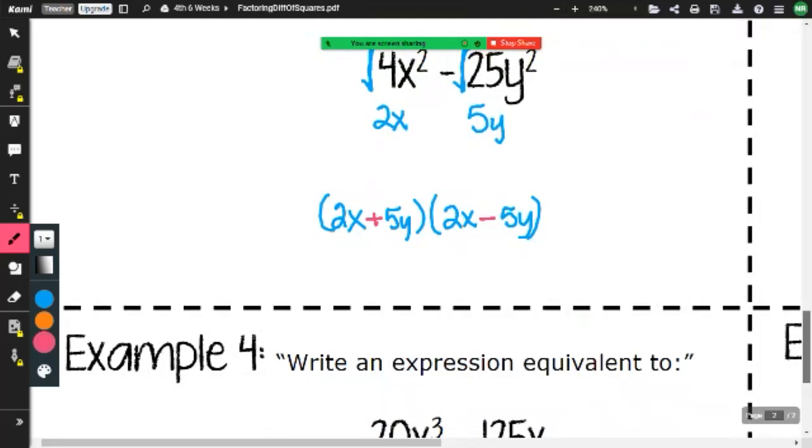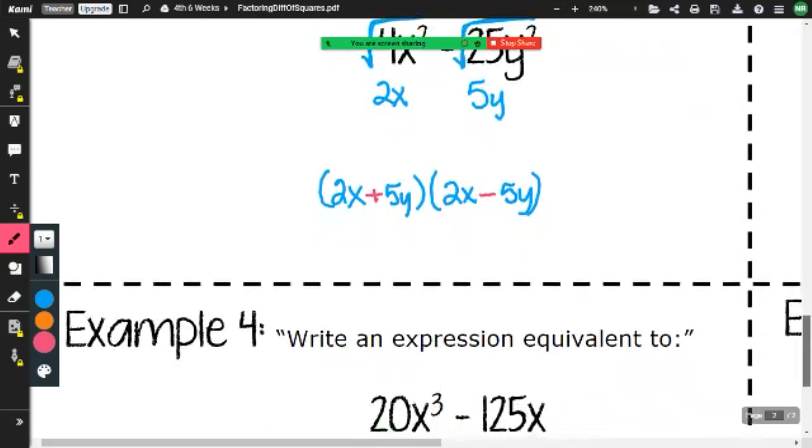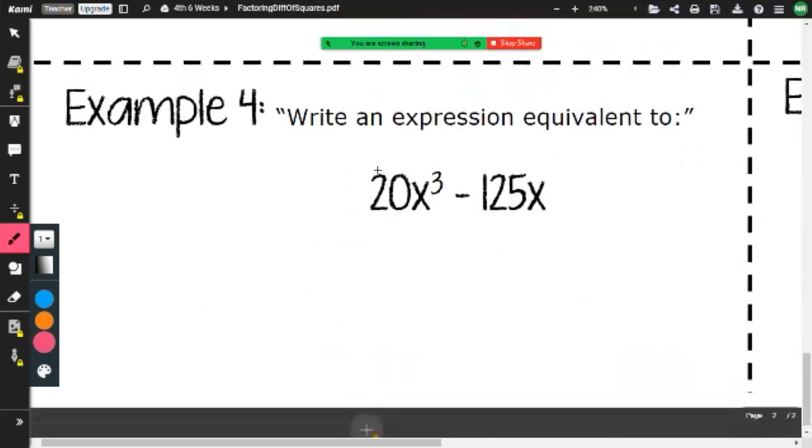Heads up. All right, same wording, write an expression equivalent to... How do I know I'm trying difference of squares? Two terms with what in the middle? Minus sign. But what happens if I try to take the square root of 20? What do I get? Decimal. So if there's a decimal, there must be a greatest common factor. Then there must be a GCF.